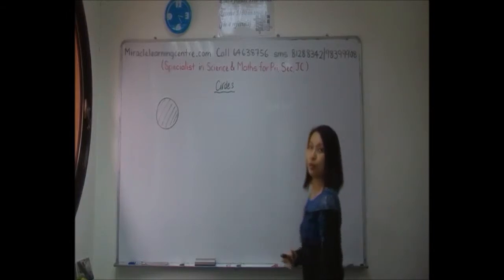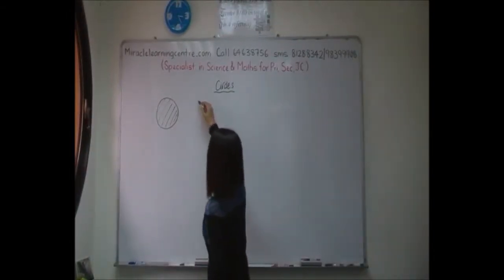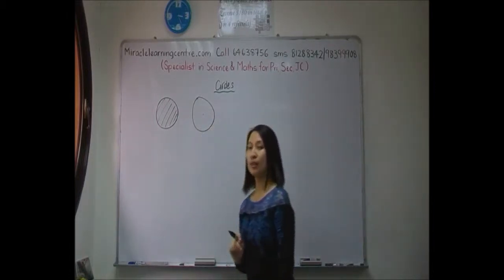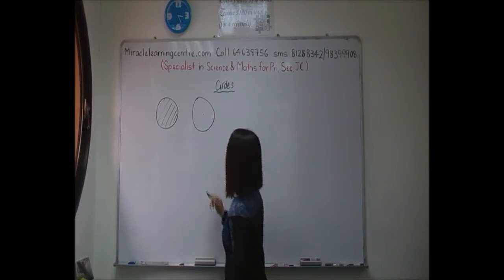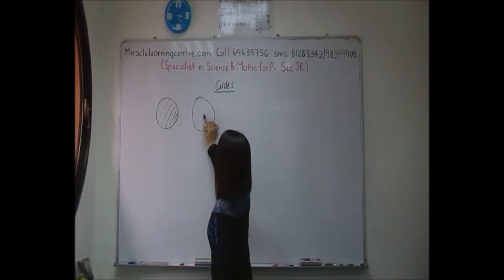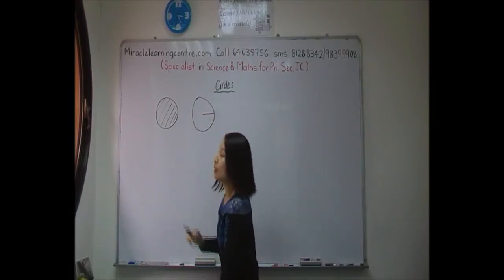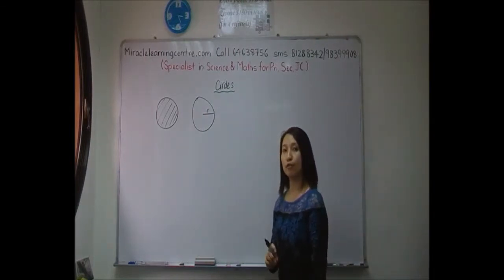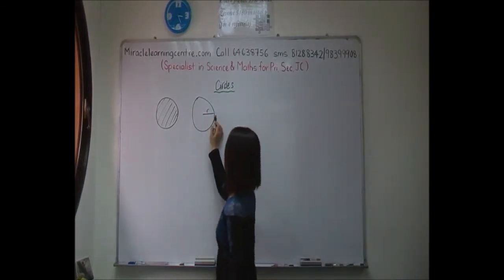Before we find the area of the circle, we need to know what is the radius. So a circle has a center. Sorry, my circle doesn't look so round. A circle has a center. From the center to the circumference, which is the edge of the circle, we call it the radius of the circle.